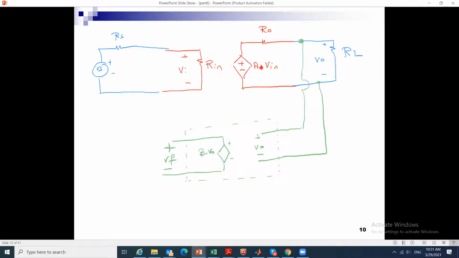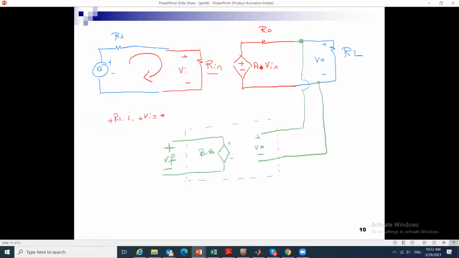Now, if we look at this original block, assume Rn is very large and ideal. Then if Rn is very large, Vn is approximately equal to Vs, if this is almost infinite. So the loop only had minus Vs plus Rs times II plus Vn equal to 0. So Vn was almost, if II is very small, equal to Vs.